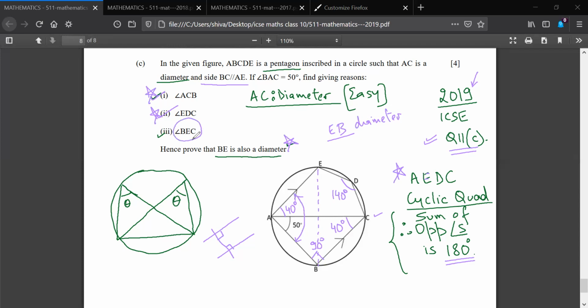Now I need to find BEC. So what I'll do is I'll join these lines. I'll join BEC. This is what I get. And I need to find angle BEC. This angle I need to find.